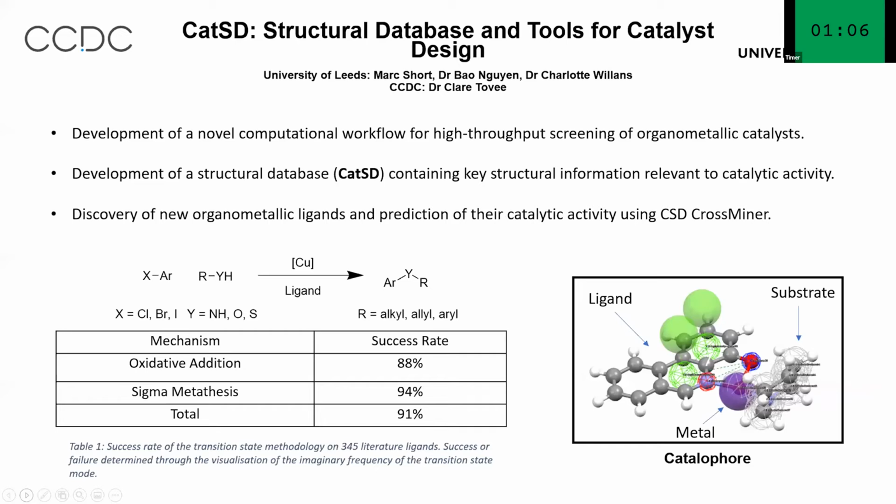Using CATSD with CrossMiner will allow for searching the CSD using a catalyphore, which is what we've termed the pharmacophore equivalent for catalysis, which is seen down the bottom right here of the slide, which describes key features the desired catalyst must possess to identify new or optimal ligands for a specific reaction. This, along with the accompanying computational workflow, will allow for the prediction of the resulting catalyst activity, enabling the development of catalyst synthesis in a faster and more efficient manner than was previously possible.